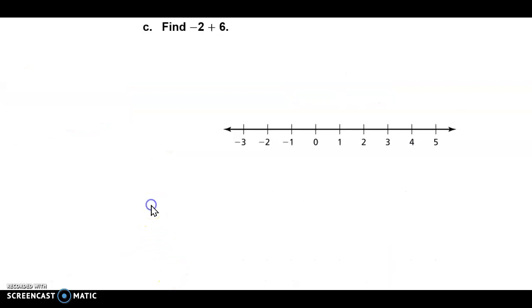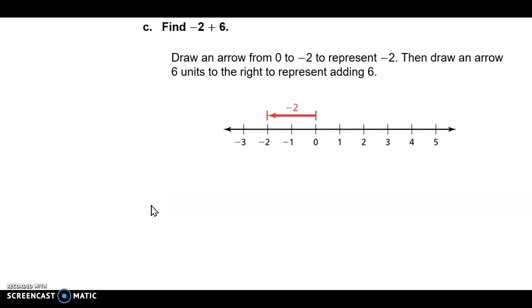Negative 2 plus 6 on a number line, negative 2. Then you add 6 positives, and you end up at a positive 4. Since they had different signs, you could also just subtract them. You get 4, and there's more positives, so it's a positive 4.